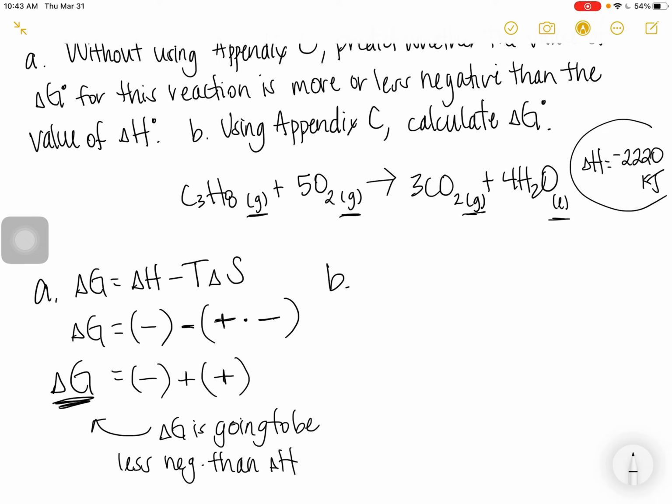Part B is doing the math and actually kind of confirming that. And so using the Appendix C, I can do P minus R to find delta G. So products, I have 3 carbon dioxides as a gas.